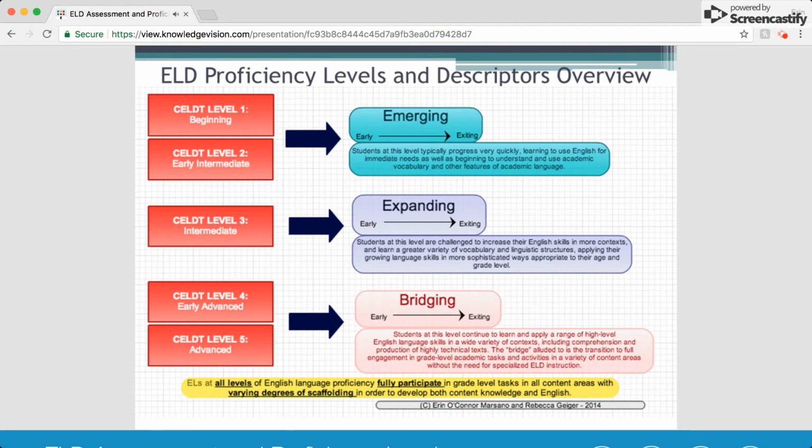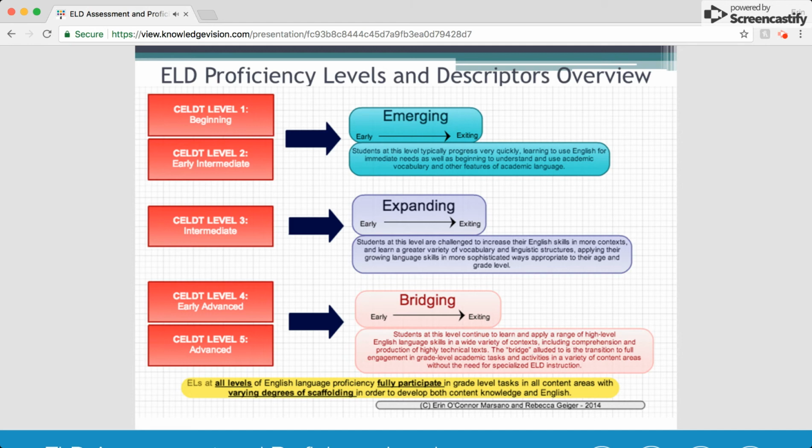Finally, CELDT levels 4 and 5 will now be referred to as bridging. Students may be classified as early bridging or exiting bridging. Students within the bridging level continue to learn and apply a range of high-level English language skills. The bridge alluded to is the transition to full engagement in grade-level academic tasks.